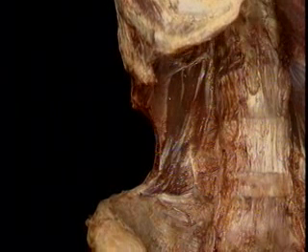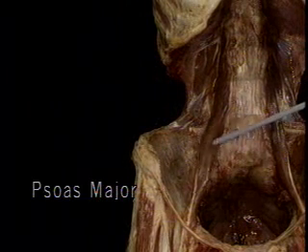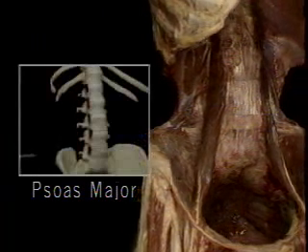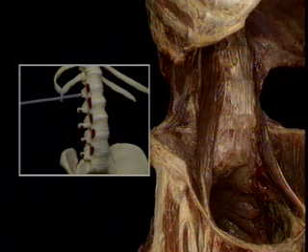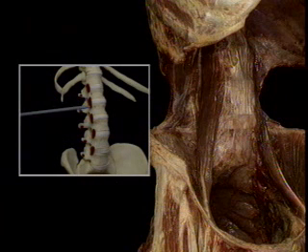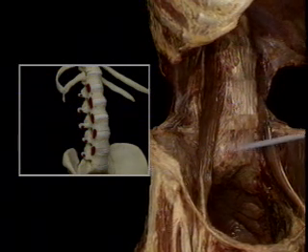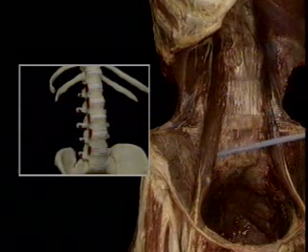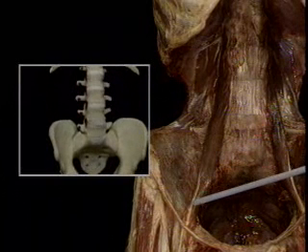Lying medial to quadratus lumborum is psoas major. Psoas major arises from the transverse processes, vertebral bodies, and intervertebral discs from T12 to L5. It runs down across the ala of the sacrum, across the sacroiliac joint, and along the pelvic brim.